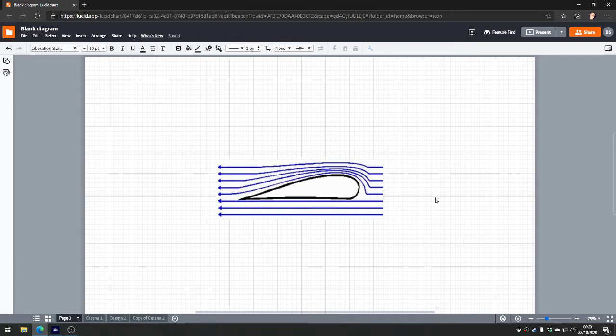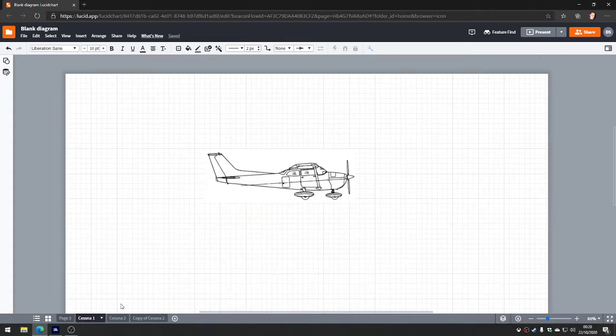So by having a propeller on the front of the aeroplane to push it along, it means that there's a point where the wing generates enough lift to keep the weight of the aeroplane in the air. So if we have a look at a diagram of a Cessna, the wing is here, the engine is here. So we've got the tailplane over here.